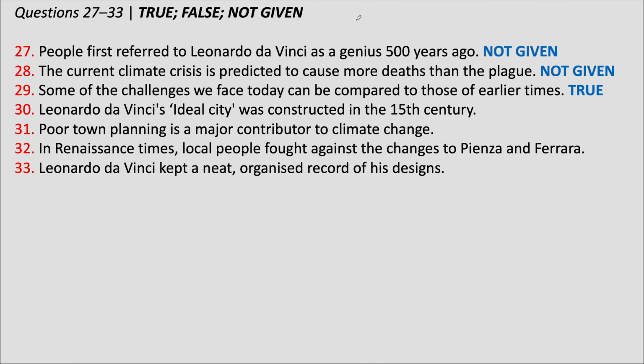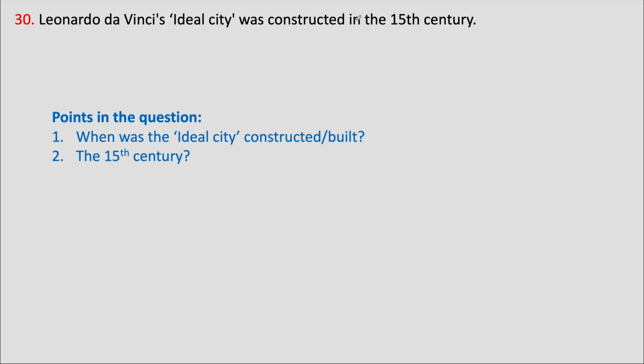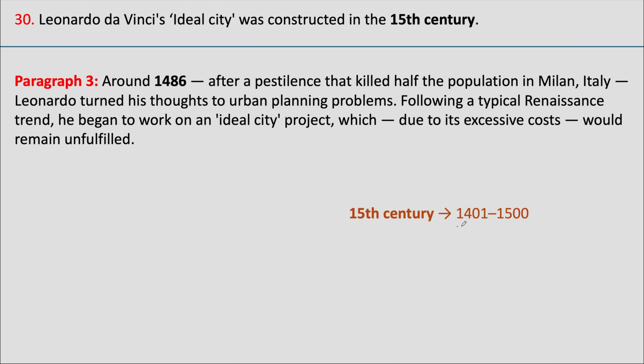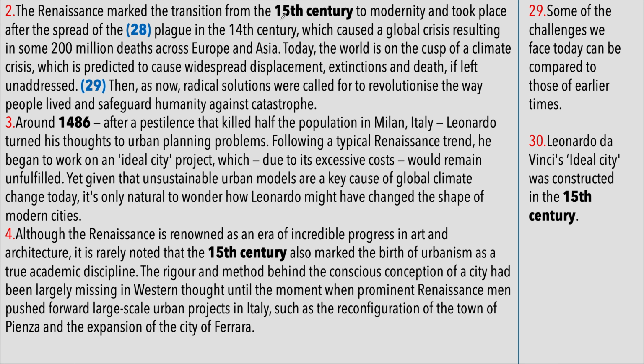Question 30. Leonardo da Vinci's ideal city was constructed in the 15th century. We just need to find when the ideal city was built, 15th century or not. 1401 to 1500 is the 15th century. This is an important concept for this question. 15th century is mentioned before this and after as well.